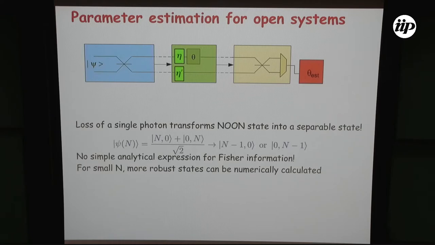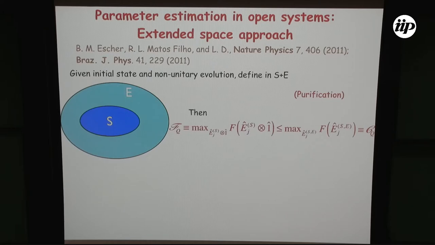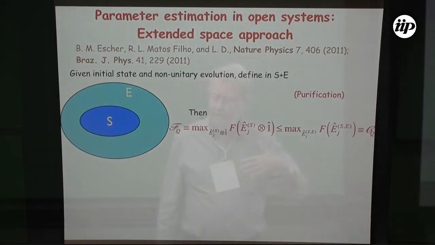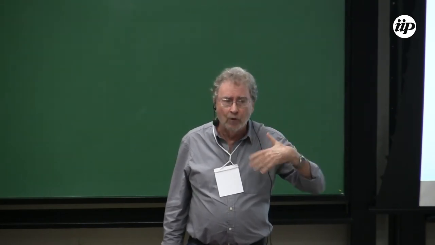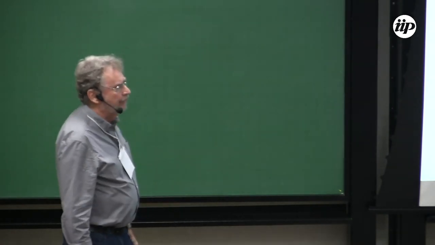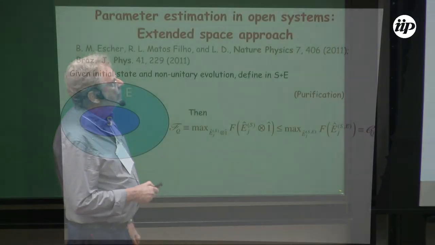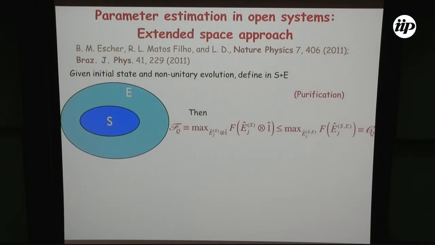And of course, we don't have simple analytical expressions for the Fisher information in this situation. For small and more robust states than the NOON state, it can be numerically calculated. This has been done by many groups. However, at the Federal University of Rio de Janeiro, we came up with an idea of finding bounds, actually upper bounds, for the quantum Fisher information for noisy systems. And the idea is the following, and I believe it's familiar to the quantum information people here. So you have this system here, you have an environment, and then you do some purification, not in the spiritual sense, but in the mathematical sense. So you consider the whole system plus environment, and then you know that the evolution of this whole system now is unitary, right? Because it's a closed system, so you close the system.